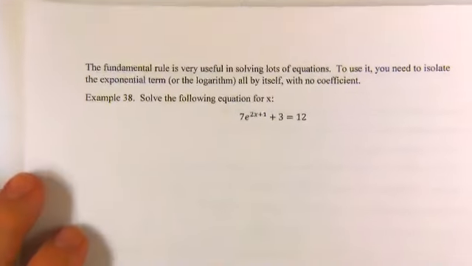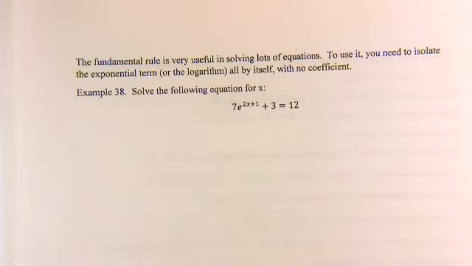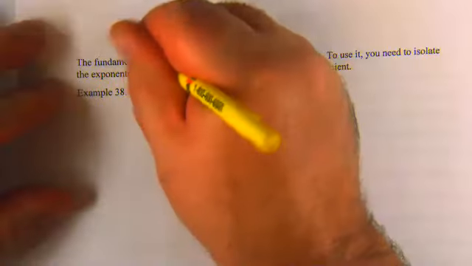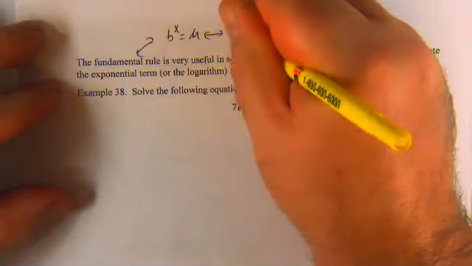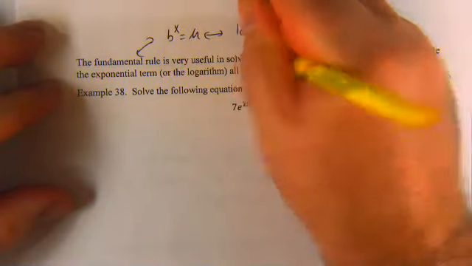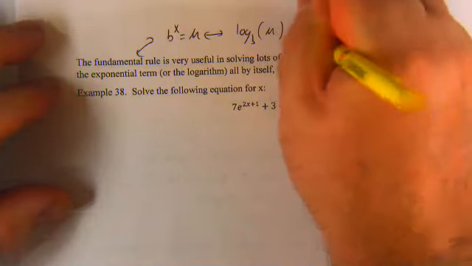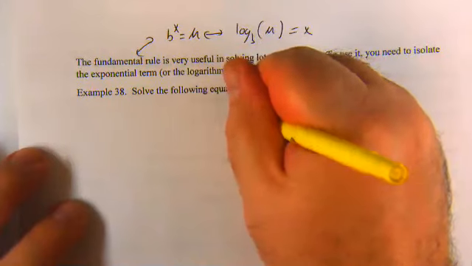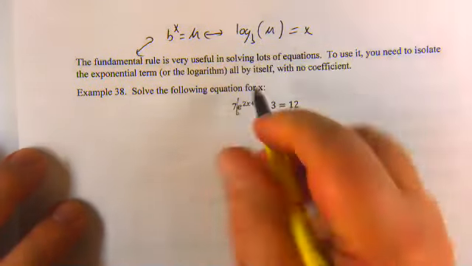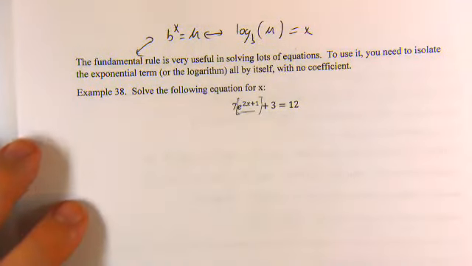But sometimes you can't. So you want to be able to solve equations by isolating the exponential term all by itself. So the fundamental rule again is that b to the x equals m can be converted into a logarithmic equation like that. But what you have to do is you have to isolate the exponential term. We want to isolate that thing.